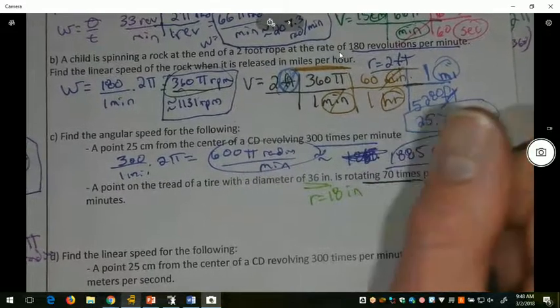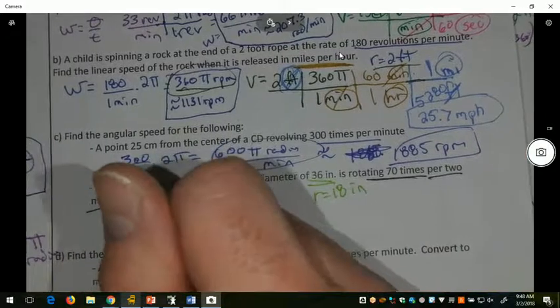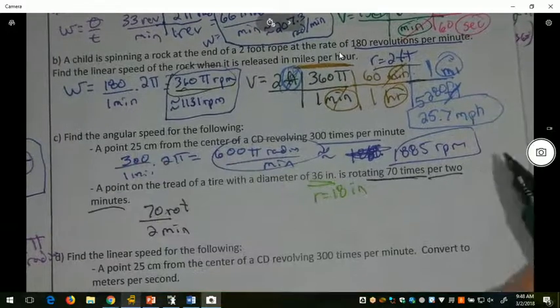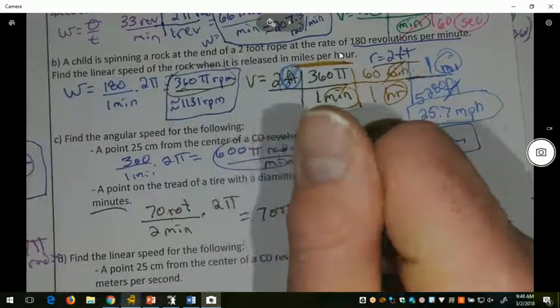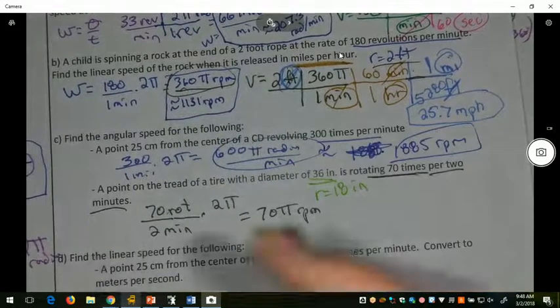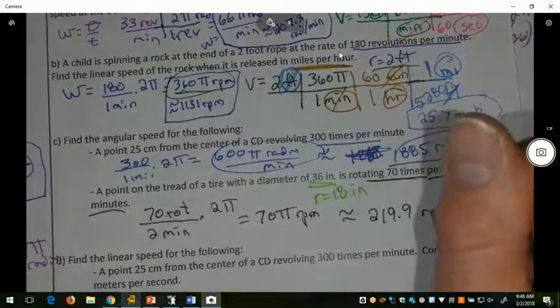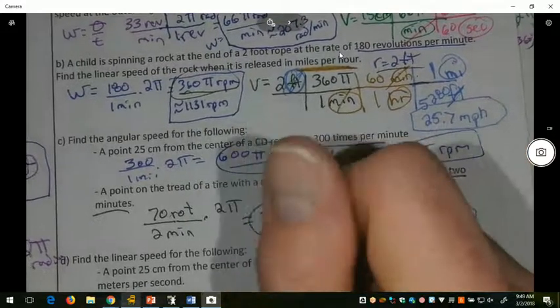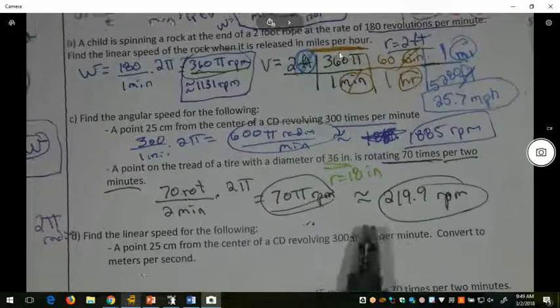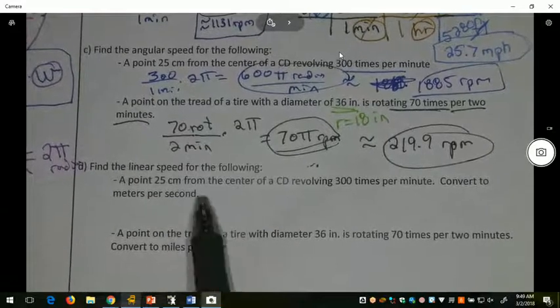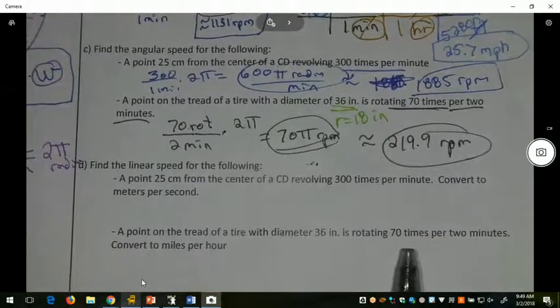70 times is what it's rotating for every 2 minutes. So that's 70 rotations per 2 minutes, which is actually 35 rotations per minute. You could just reduce that now, or you could just multiply it by 2 pi. That's going to give you 140 over 2, which is still 70 pi radians per minute. And 70 times pi is roughly 219.91, or roughly 220 radians per minute. But I'm going to keep this because it might help me in a second. All right, so if you got those, now see if you can find the linear speed of these same problems down below for letter D.